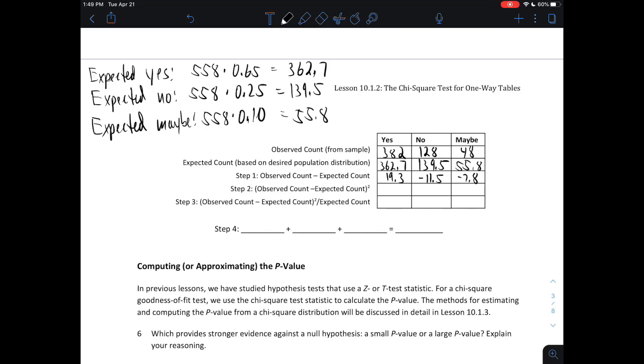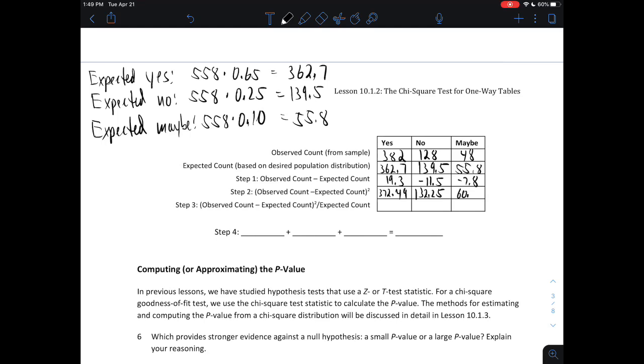Then the next step is to square. So we have to take each of those numbers that we just got and multiply them by themselves. So 19.3 squared, that gives us 372.49. And then for the no's, we would take parentheses negative 11.5 and square it, so we don't forget that a negative squared will give us a positive. That gives us 132.25. And then for the maybes, parentheses negative 7.8 squared, that gives us 60.84.